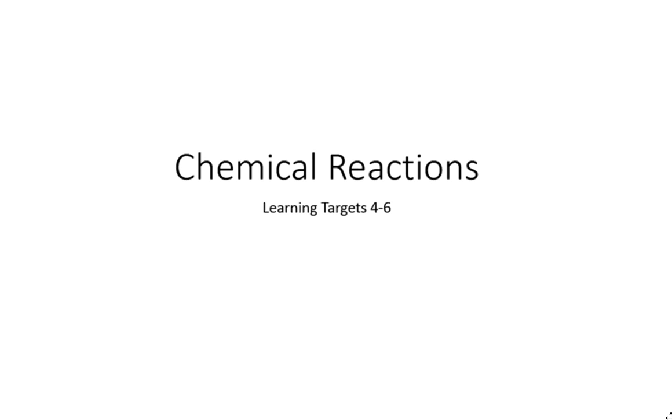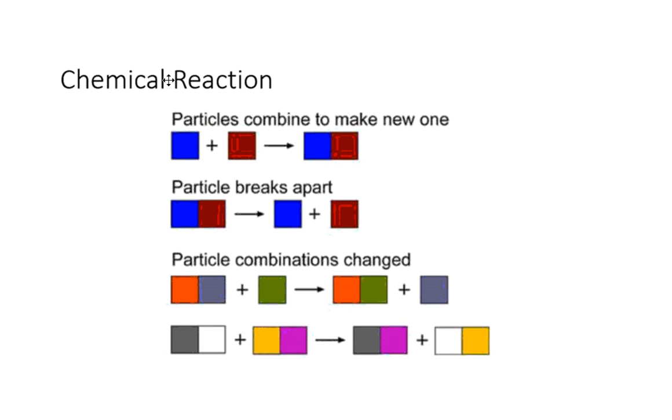This video is learning targets 4 through 6 of Unit 2 on chemical reactions. So what is a chemical reaction? A chemical reaction is an interaction between chemicals that causes them to change into different chemicals. Fairly straightforward. So if you'll look here, these chemical reactions have names.